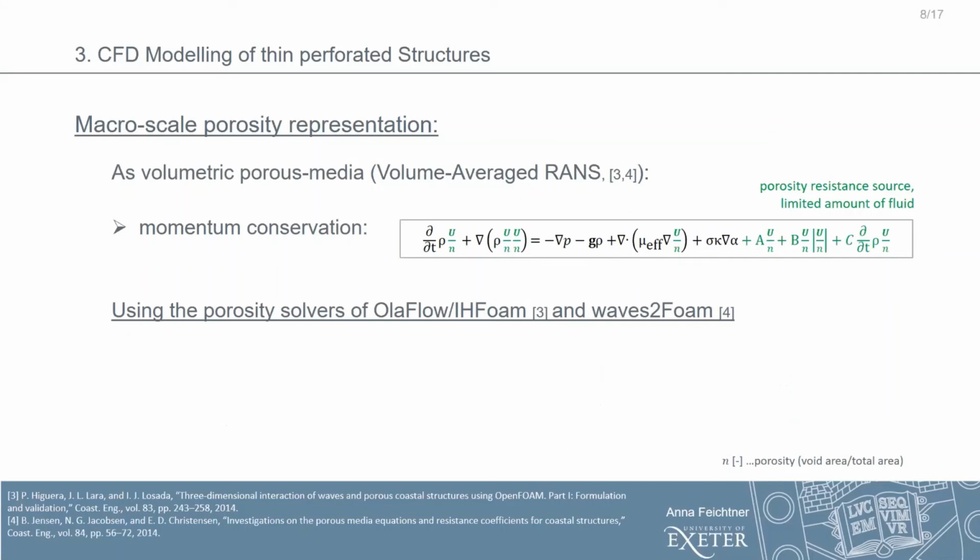And in order to represent the perforated structure, momentum resistance source terms are applied to the momentum conservation equation. And this is typically done via the commonly known Darcy-Forchheimer law, where a linear, quadratic, and a transient term can be applied to the momentum equation. And here I'm using two solver libraries, one provided by olaFlow and IHFoam, and one by waves2Foam.